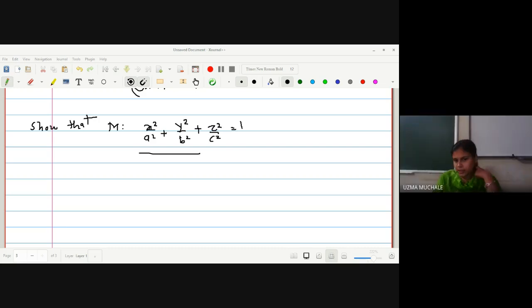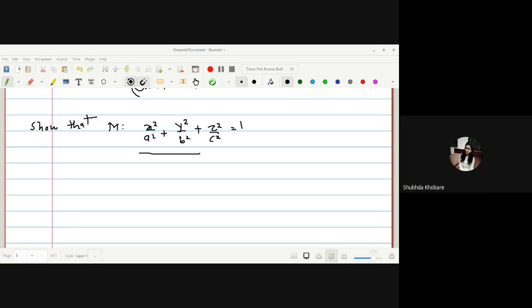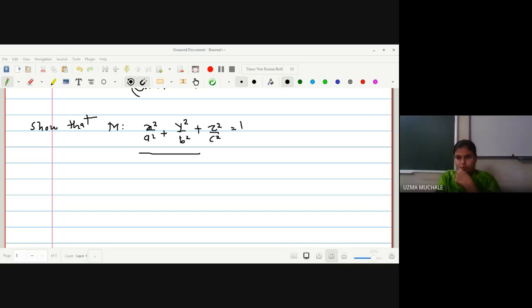Okay, yes, tell me what is x square by a square plus y square upon b square equal to 1? Hyperbolic paraboloid. No, you are wrong. It is simply having two coordinates, x and y. So how can you say hyperbolic paraboloid? Yes, no one remembers the conic section.